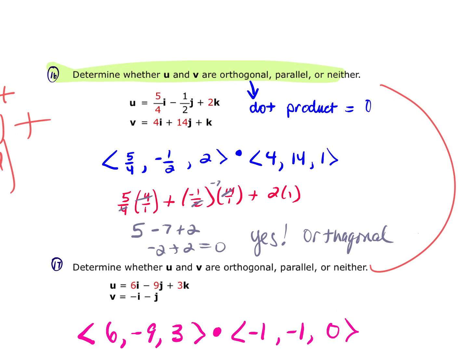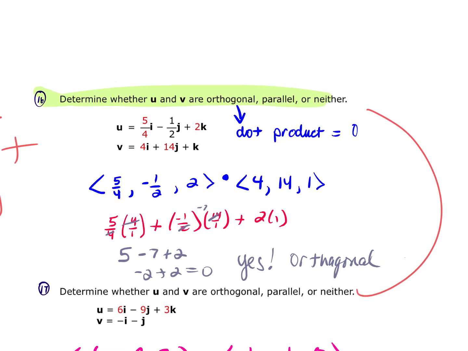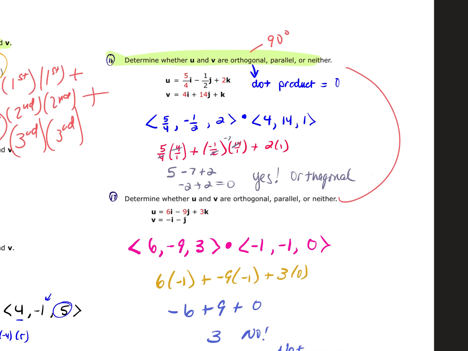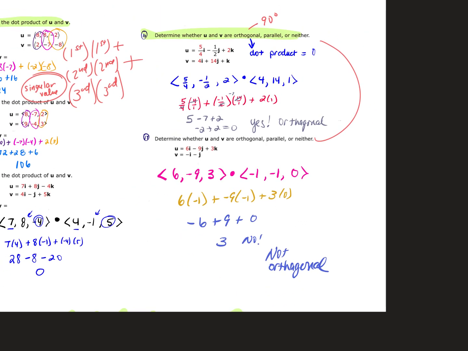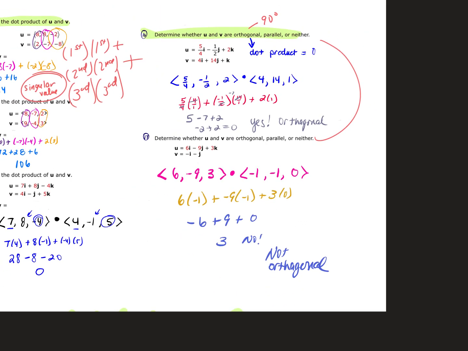Orthogonal, guys. What does orthogonal mean? It equals 0. What equals 0? The dot product equals 0. Orthogonal means these two vectors meet at a 90-degree angle, perpendicular. How do you prove that they are orthogonal? You find the dot product. If the dot product is 0, they are orthogonal. If it's not 0, then they're not. All right, super straightforward, I promise.